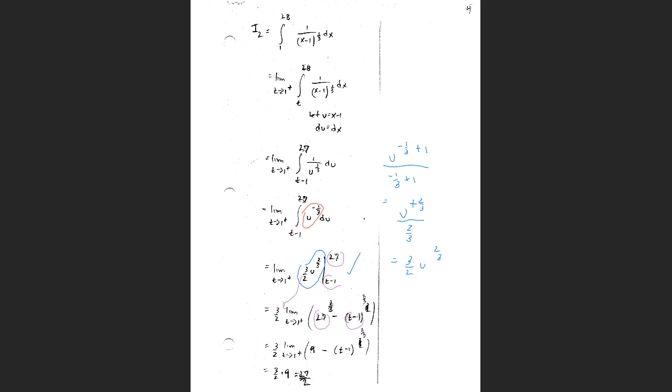And if I put in an additional step here, when I take the limit, I'll get 3/2 times 9 minus 1 minus 1 to the 2/3 power. And so that will get me 3/2 times 9, and that gets me 27/2. So that second integral converged also.